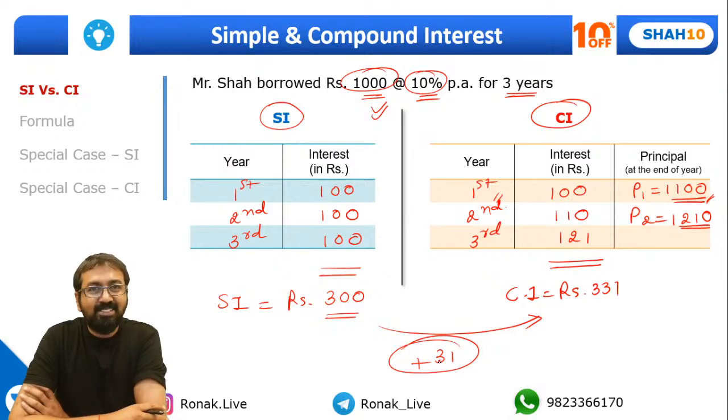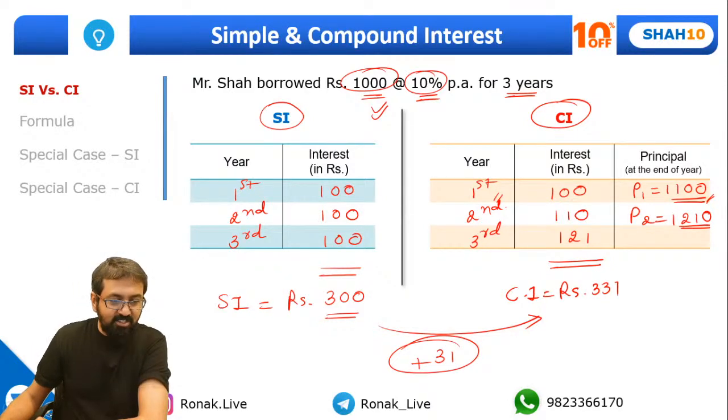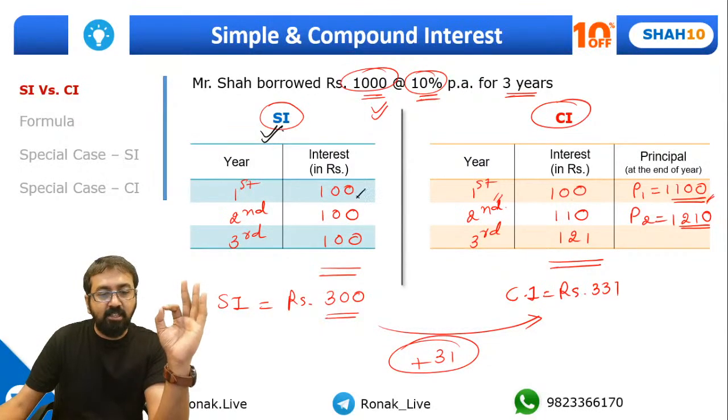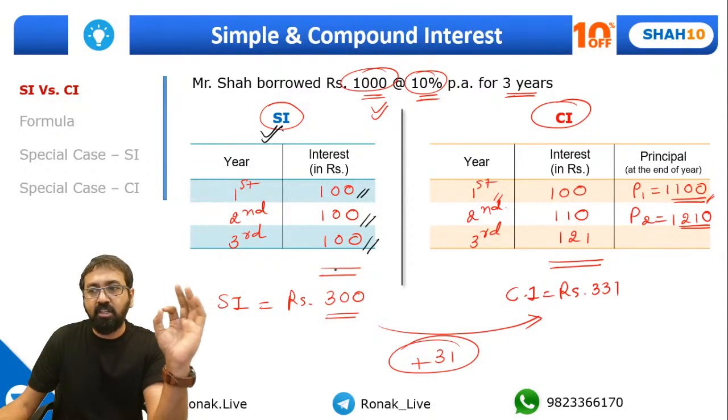So guys, let's understand the correct difference. The difference is this one. Now pay your attention and listen to me carefully. Guys, when you borrow the money at simple interest, when I borrow 1,000 rupees at simple interest, it is understood that I'll have to pay this interest at the end of every year. If the interest is calculated at the end of every year, I'll have to pay the interest as and when it becomes due.